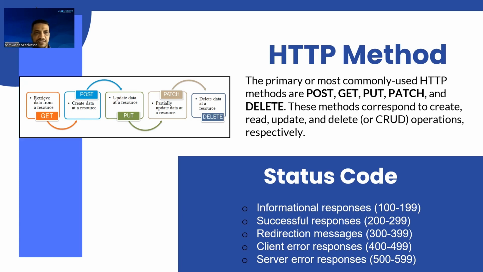Anything you see in the 100 series is going to be informational for you. And anything in the 300 series is redirection. The redirection can be like a 302 Found, a temporary redirect, a permanent redirect. We have a lot of redirection messages.